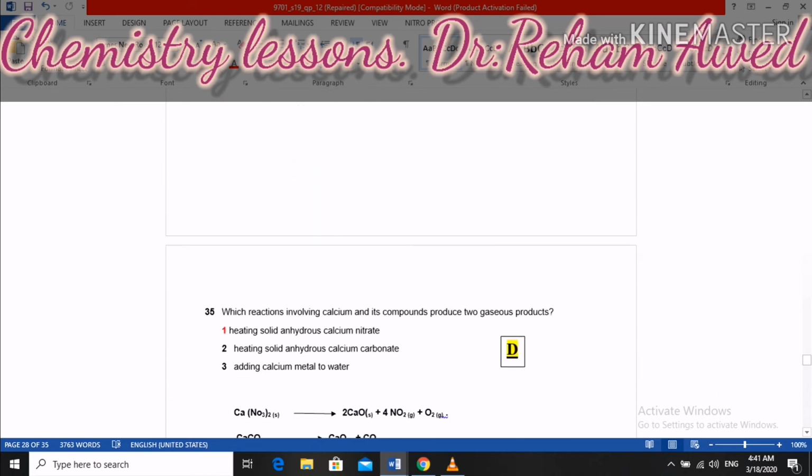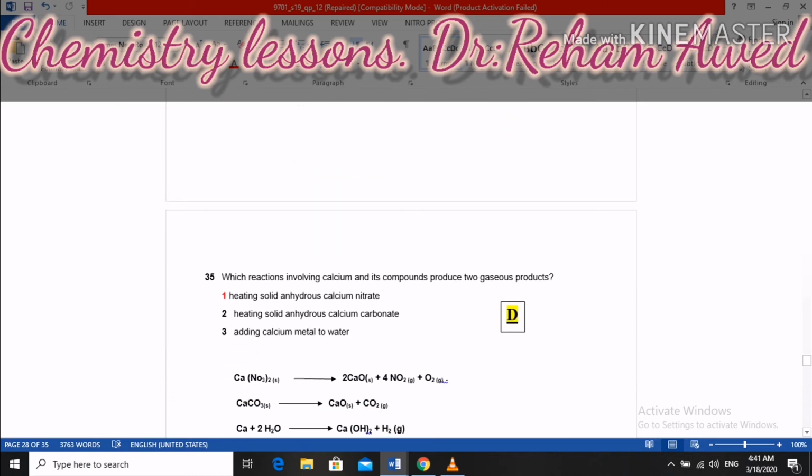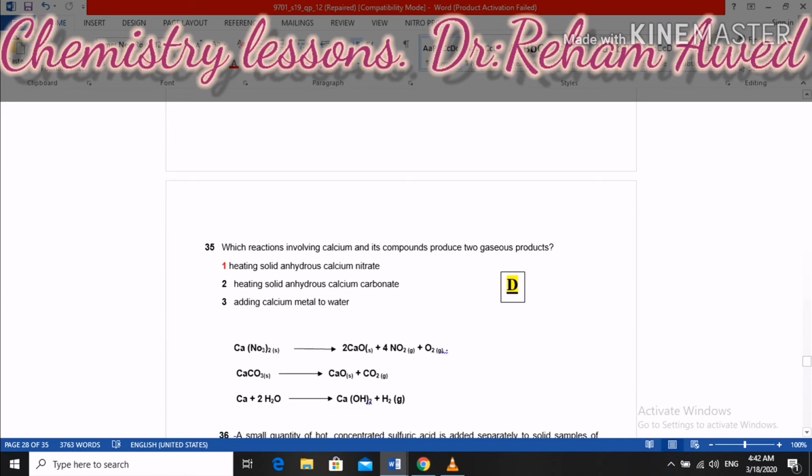Question number 35. Which reaction involving calcium and its compounds produces two gaseous products? Heating solid anhydrous calcium nitrate will produce calcium oxide, nitrogen dioxide, and oxygen. So we have two gases. Heating solid anhydrous calcium carbonate will produce calcium oxide and carbon dioxide. Adding calcium metal to water, we will form calcium hydroxide plus hydrogen gas. So only the first equation will produce two gaseous products. Answers 2 and 3 are not correct. So our correct choice is D.